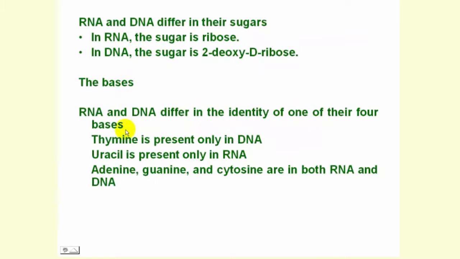The bases. RNA and DNA differ in the identity of one of their 4 bases. Thymine is present only in DNA. Uracil is present only in RNA. Adenine, guanine, and cytosine, all 3, are in both RNA and DNA.